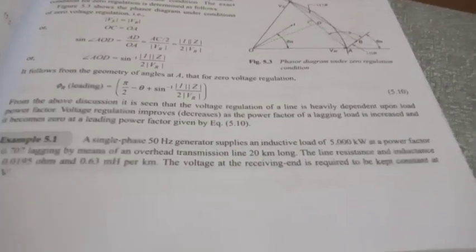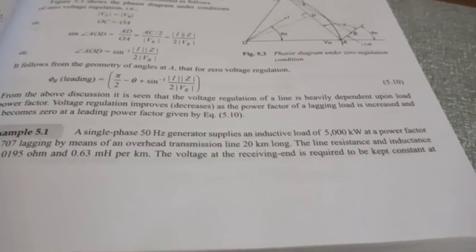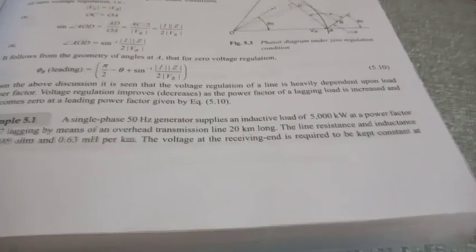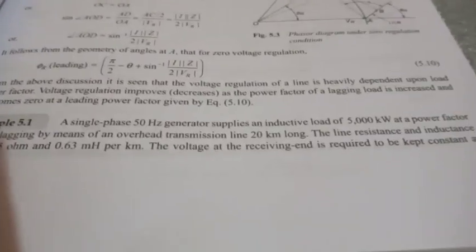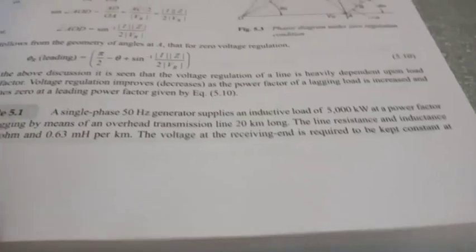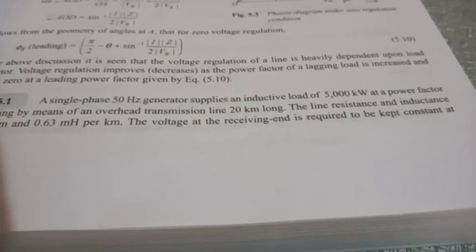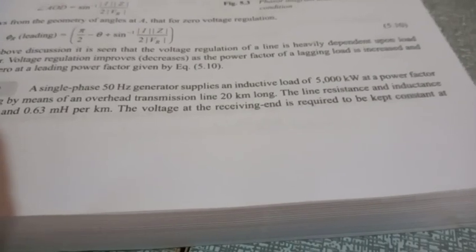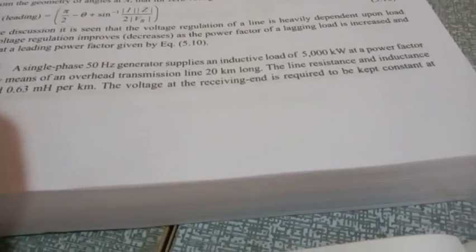of 20 km long. In the last problem, no length of the transmission line was given. Totally the resistance and reactance of the transmission line were given for the complete line. So here the transmission line length is given. So what is the line length? 20 km, 20 into 10 to the power of 3 meters.